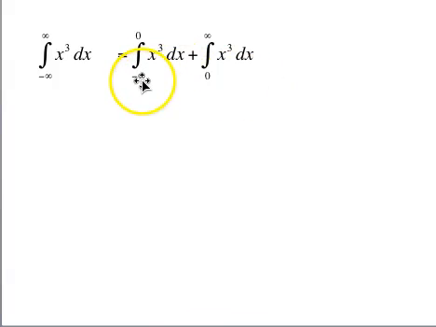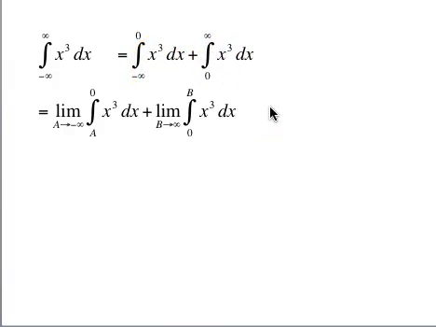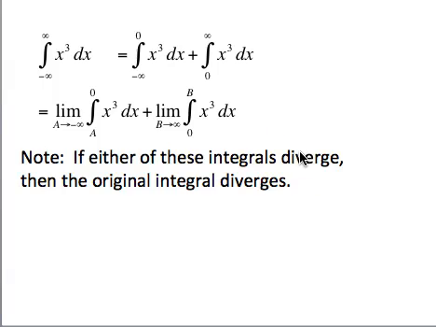Now we have an improper integral here and an improper integral here. Limit as a goes to -infinity plus limit as b goes to +infinity. The antiderivative of x cubed is x to the 4th over 4, so each of those works out the way we want it to. And again, our same rule occurs. If either of these integrals diverges, then the integral diverges.